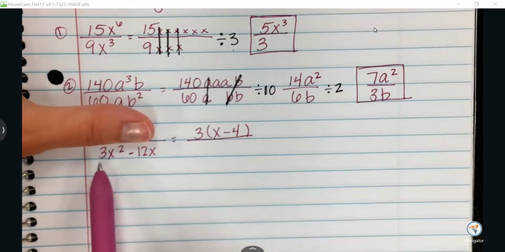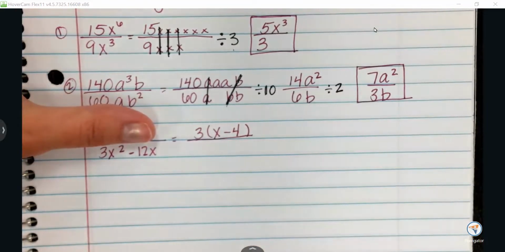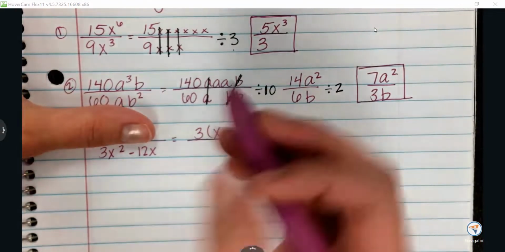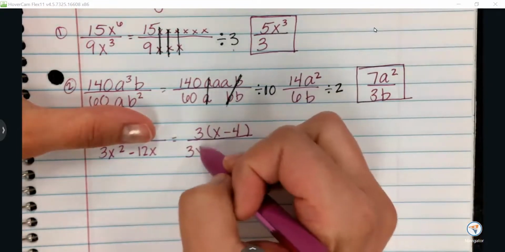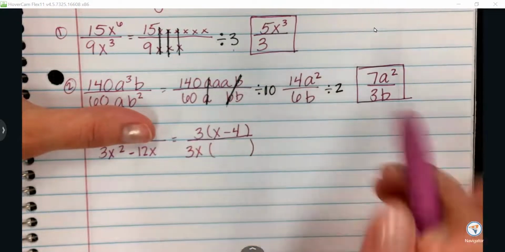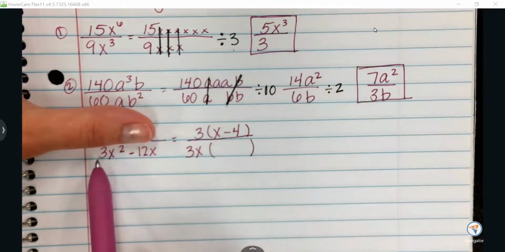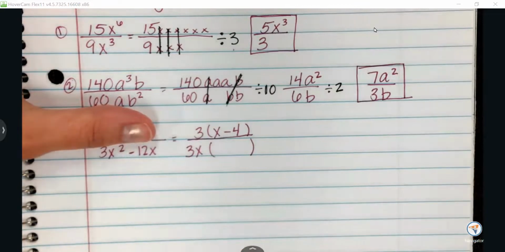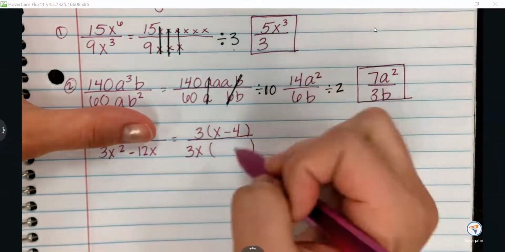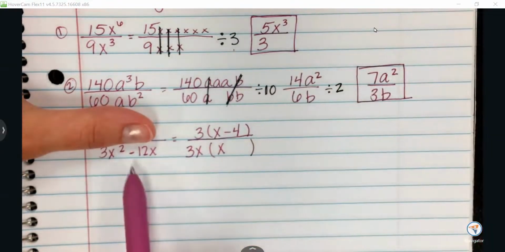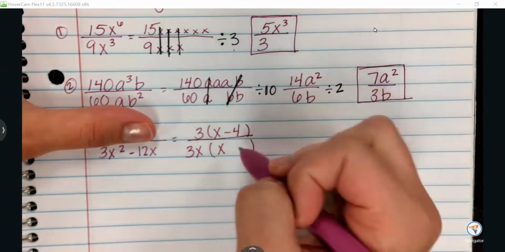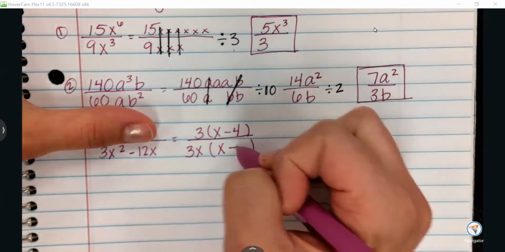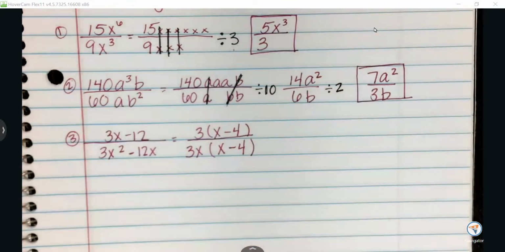First, look at numbers. I have a 3 and a 12. What can I divide those both by? 3. What else do they have exactly the same? An x. And I need to know what's left over. So 3x squared, if I take out a 3x, what will be left over? X. Negative 12x, if I divide or take out my 3x, what will be left over? Negative 4. Ooh, now look what is exactly the same.